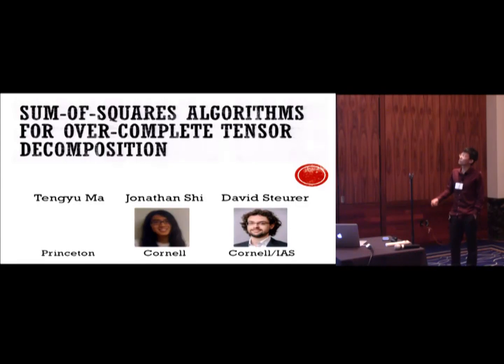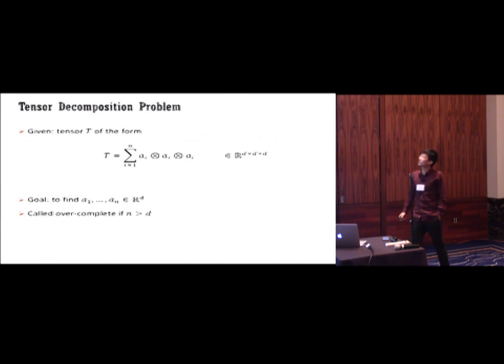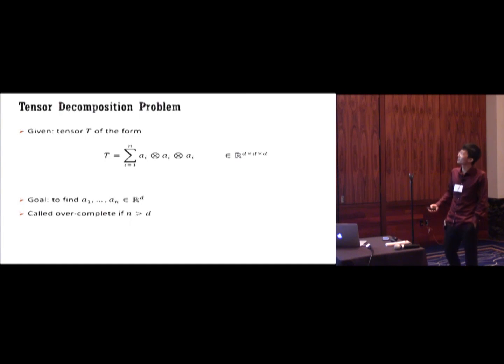I'm going to talk about over-complete tensor decomposition using sum of squares algorithms. All right, so let me start by defining the problem. We are given a tensor T of the following form. T is the summation of rank 1 tensors, a_i tensor a_i tensor a_i. Each of these a_i lives in d dimensions, and so the overall tensor is in d times d times d dimensions. We are given the entries of this tensor, and our goal is to find a_1 up to a_n.